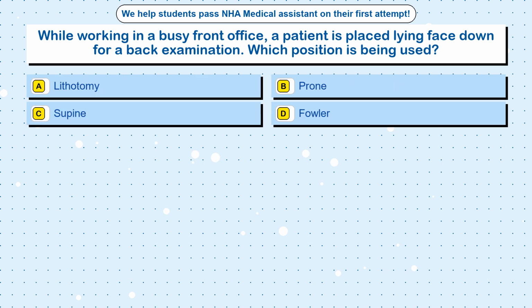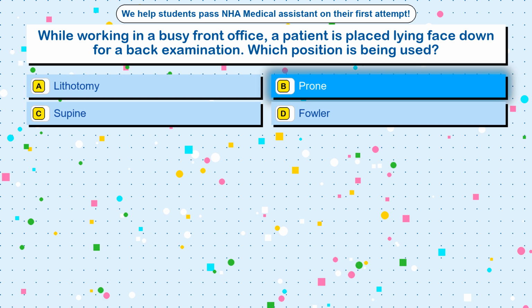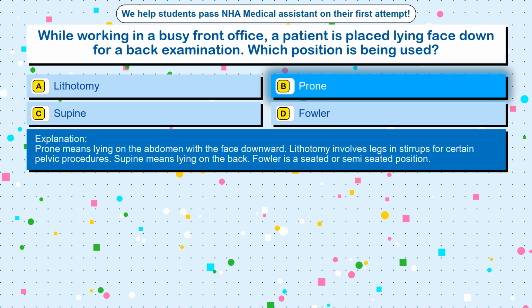Question 22. While working in a busy front office, a patient is placed lying face down for a back examination. Which position is being used? Option A. Lithotomy. Option B. Prone. Option C. Supine. Option D. Fowler. The correct answer is option B. Prone. Prone means lying on the abdomen with the face downward.